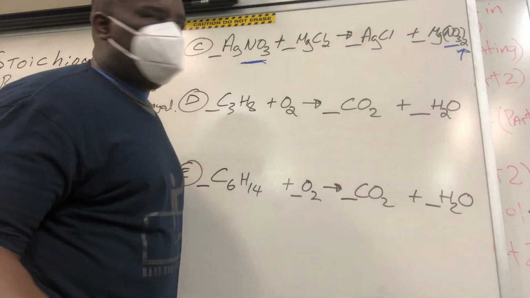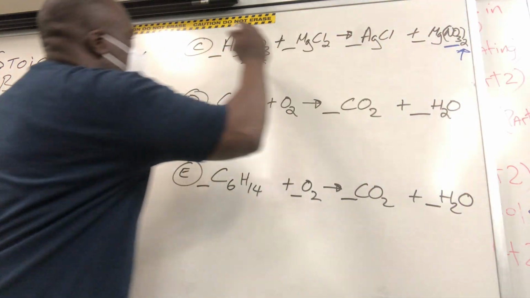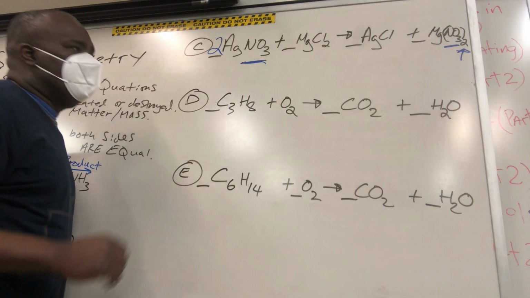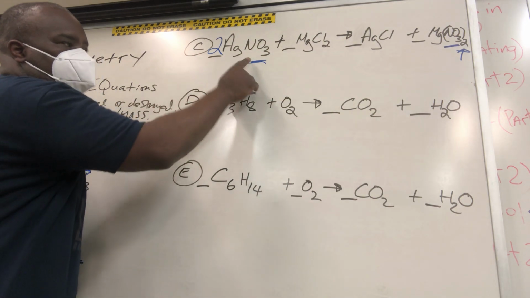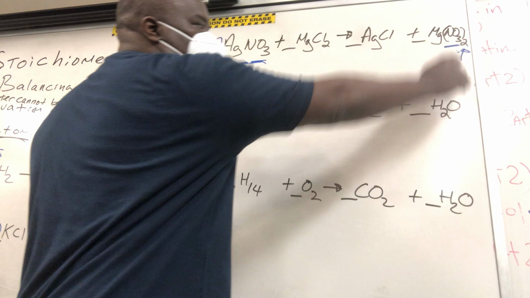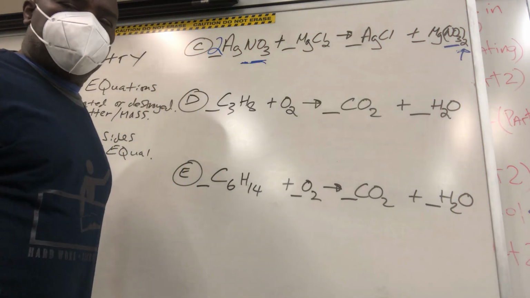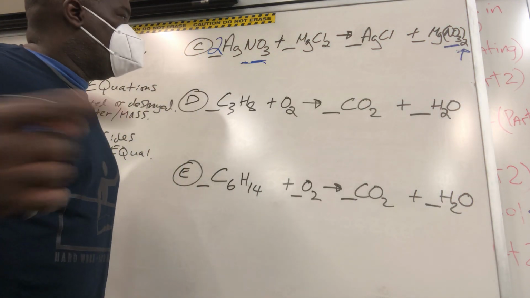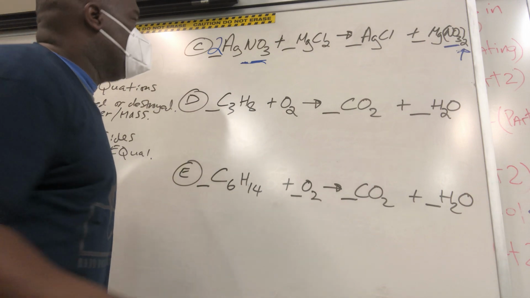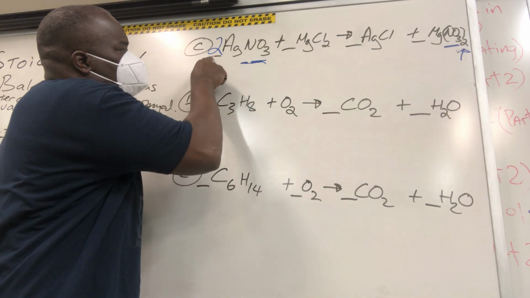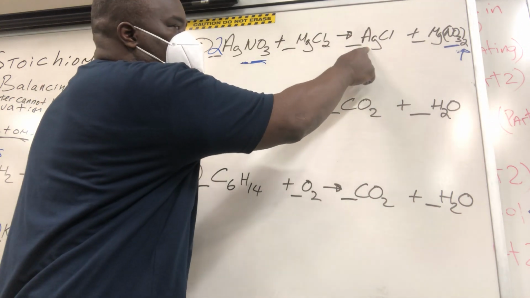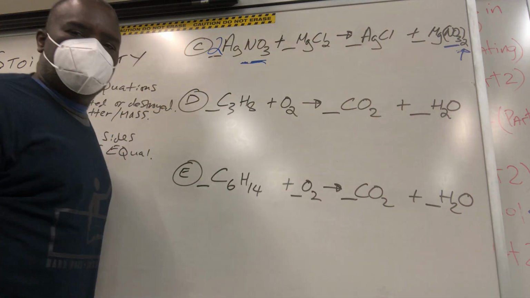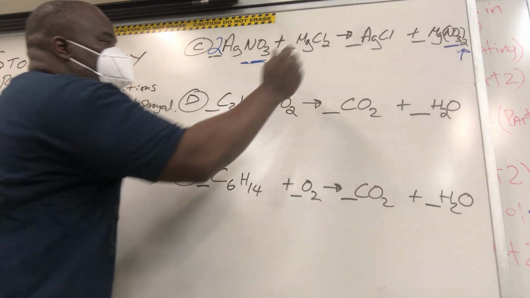So what am I gonna do? I'm gonna put a 2 in front here, bam, okay? So now I have 2 NO3s on this side, and I already have 2 NO3s there. I just fixed my NO3s, okay? So NO3s, nitrates are okay. Now I have 2 what? I have 2 Ags, 2 silvers, right? I only have 1 silver there. So what do you do? You simply put a 2 here.